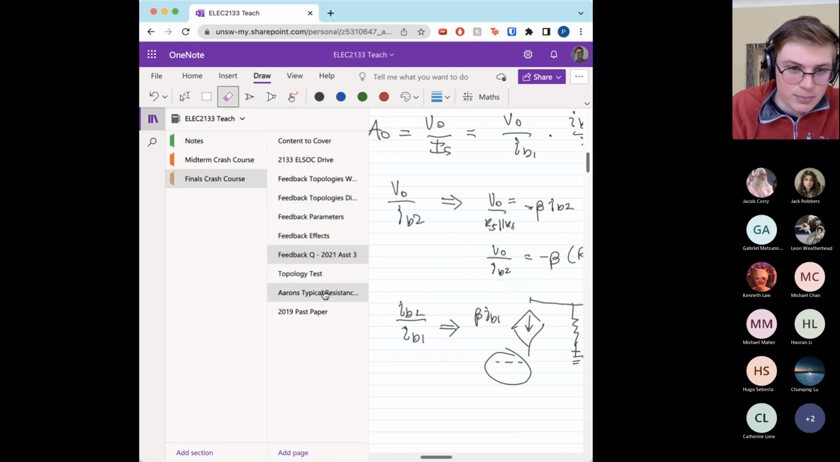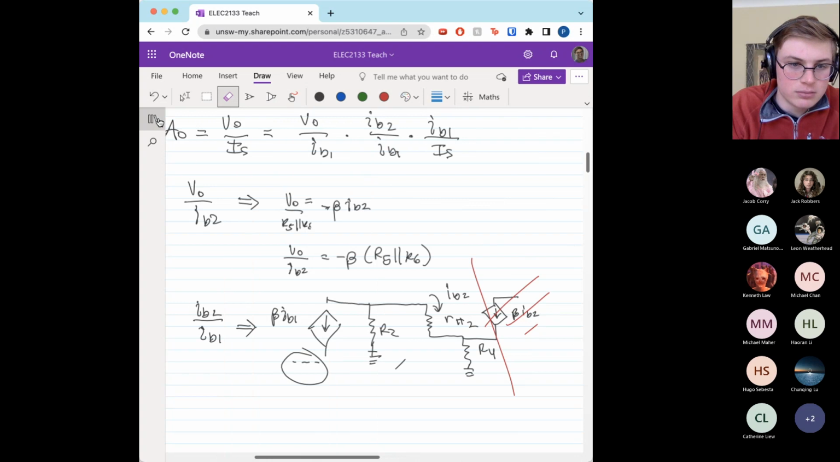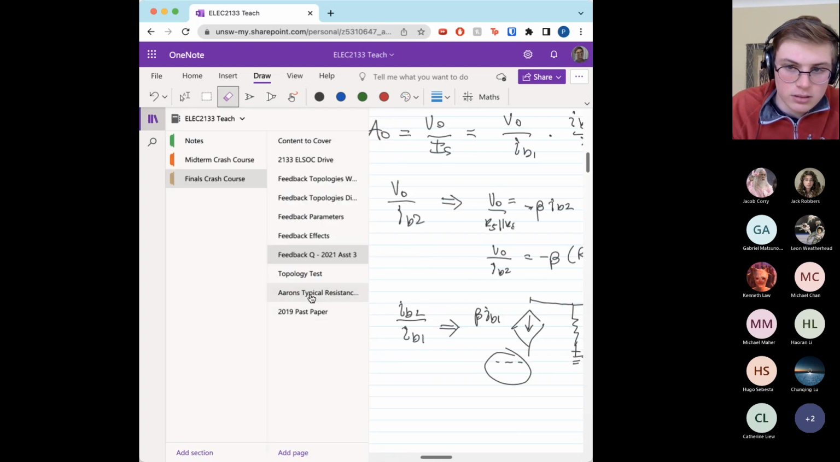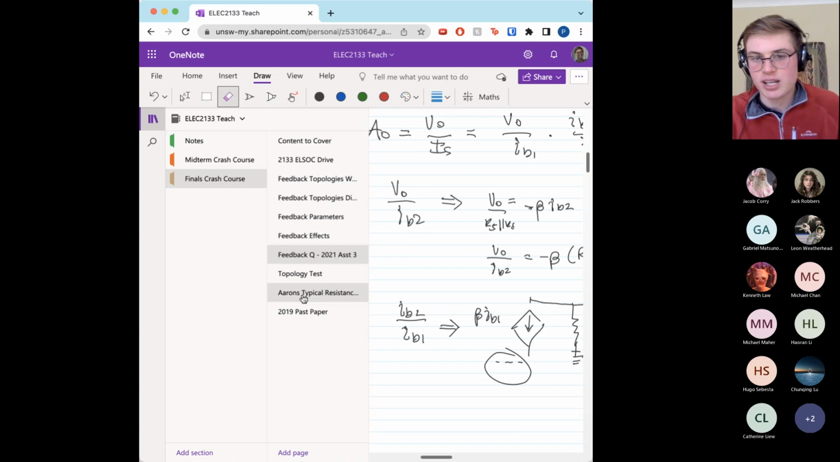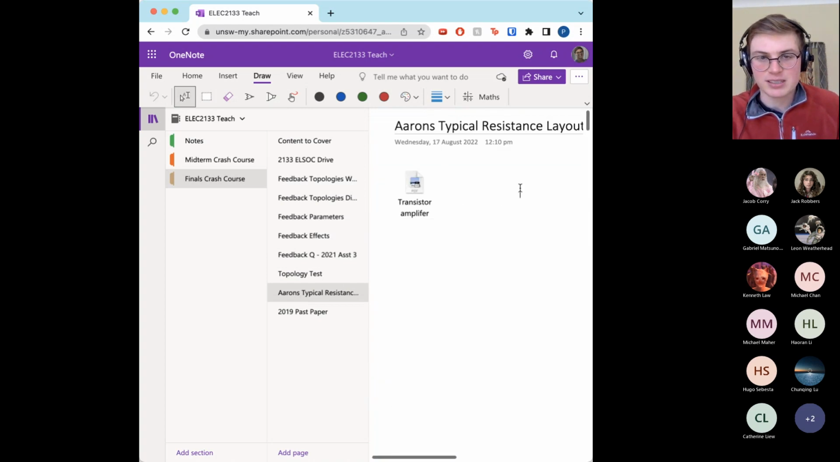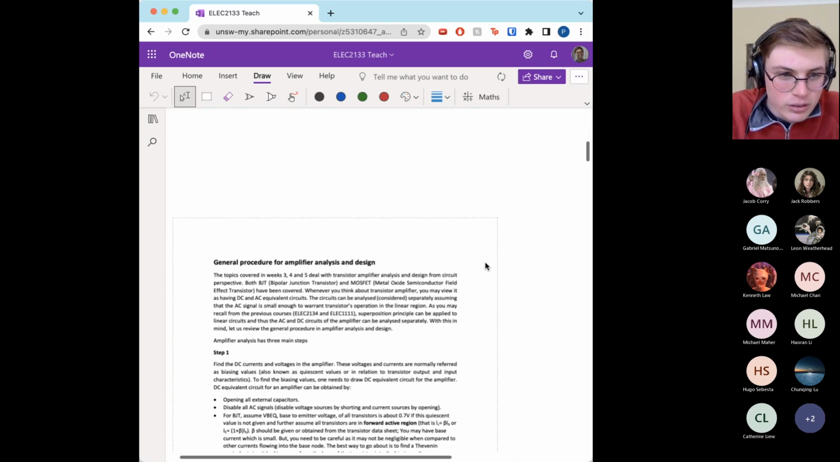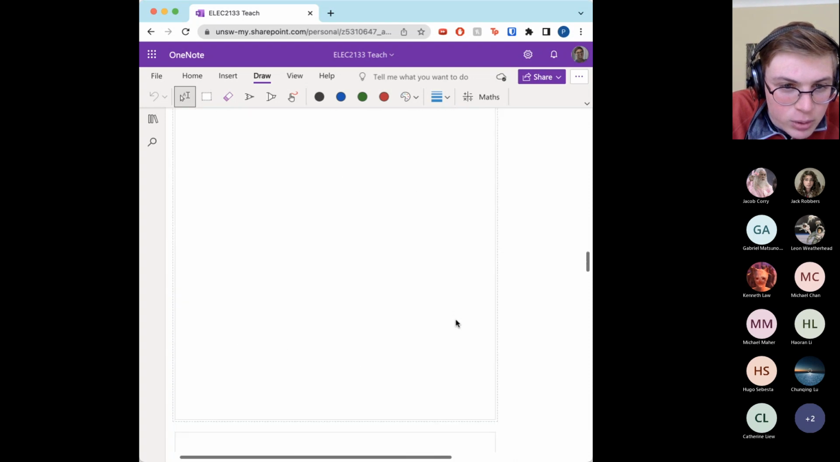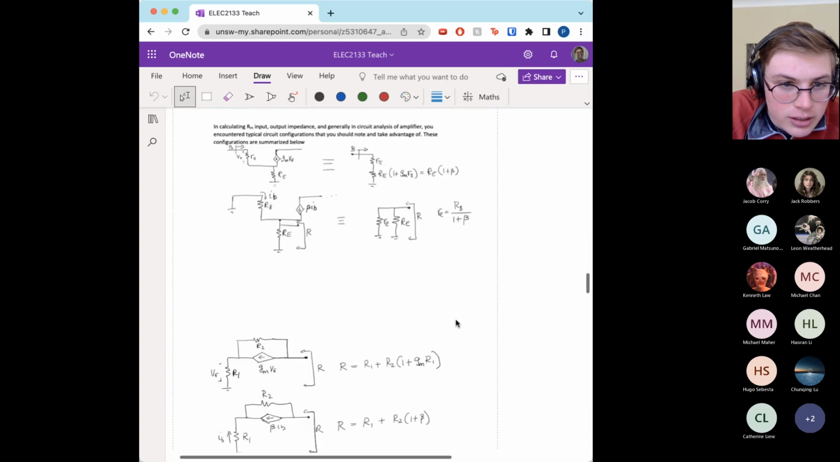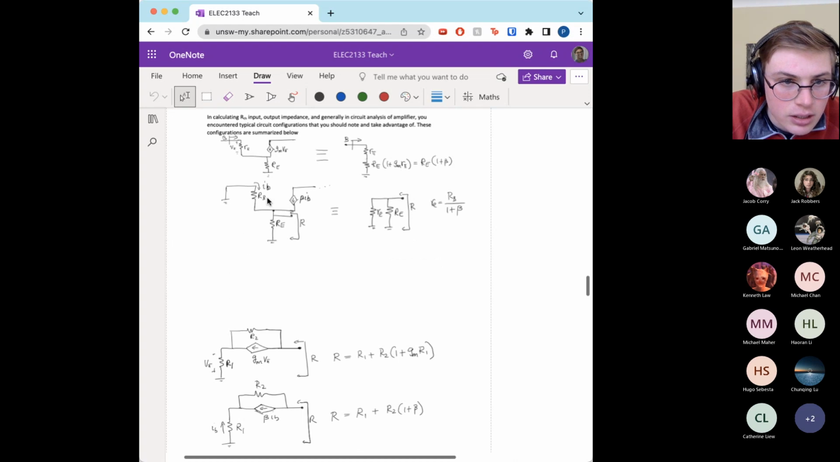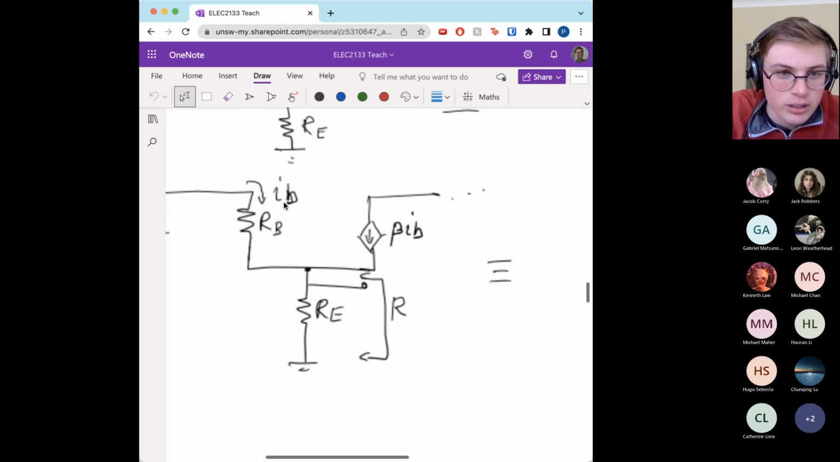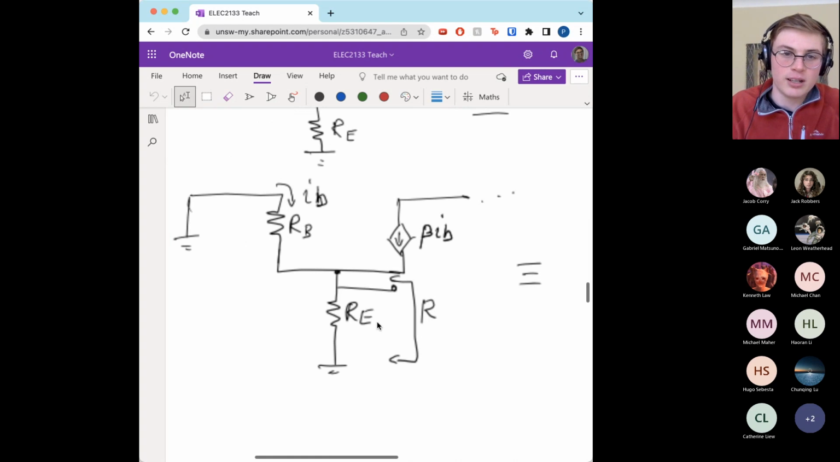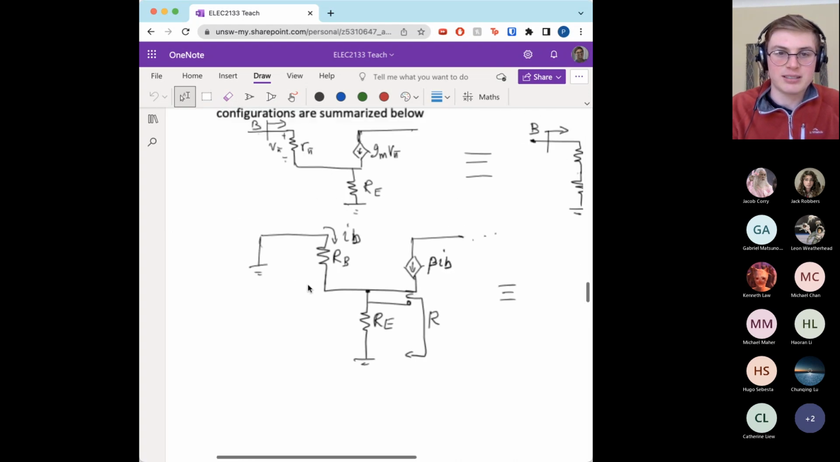Let's have a look at Aaron's typical resistance. Oh, it didn't click. Yeah, exactly right, Leon. So resistance looking into the base equivalent. So if we go through this summary, I'm looking for something like this. This is where we're sitting, right? We've got a base current coming down. We've got an emitter resistance. We're not looking for a Thevenin resistance from here. What we are looking to do, though, is to ignore this.